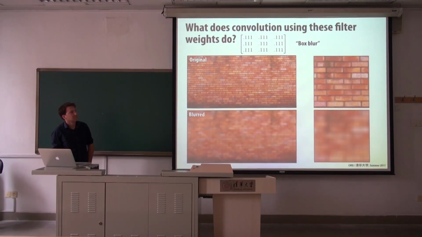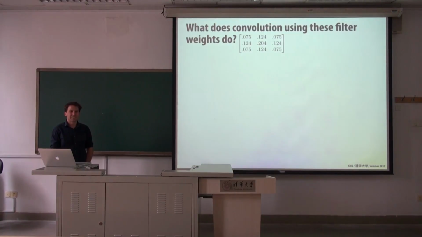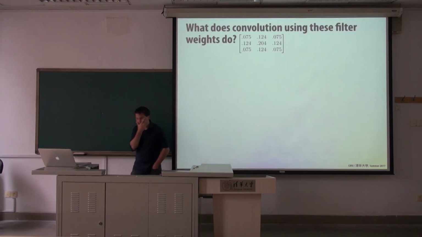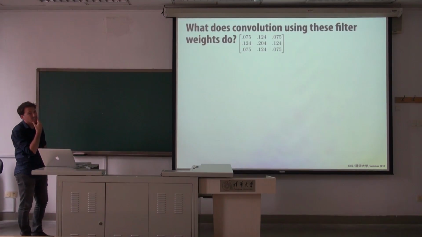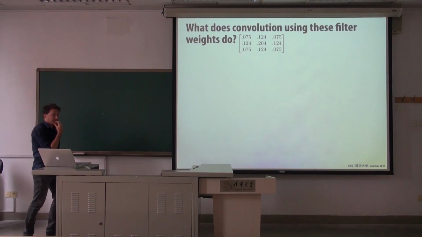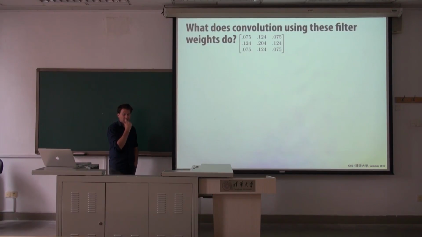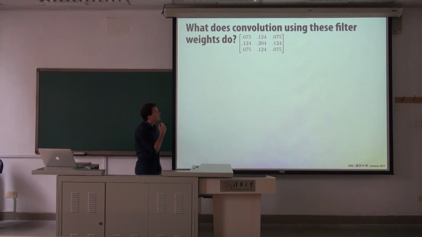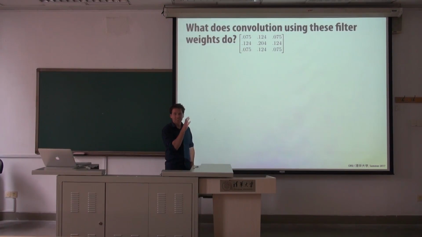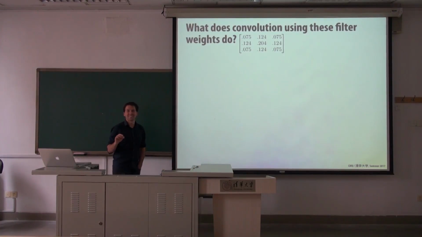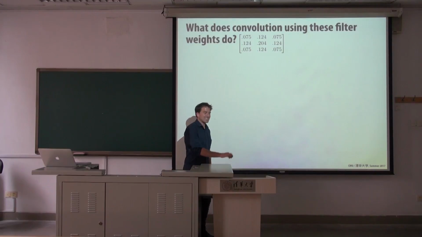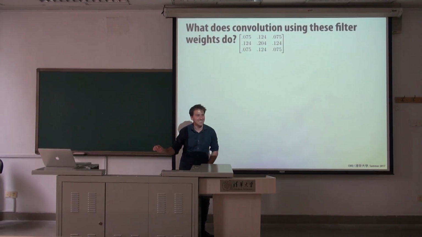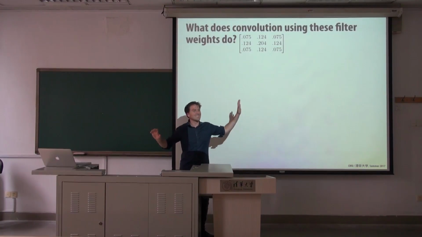Here's another question. Might be a little bit trickier. What does convolution with these numbers do? Talk about it with your friend for a second. Okay, I heard a word whispered by many people. What was the word? I heard Gaussian. But that is not the answer to my question. I asked you, what does this filter do? And you said Gaussian. That does not type check with the question. So what does the filter do?